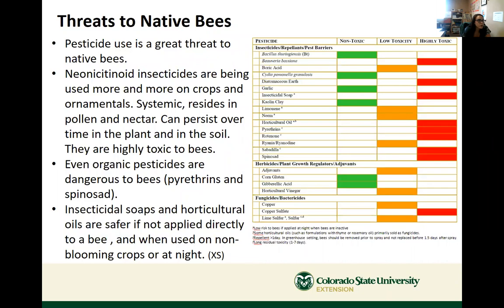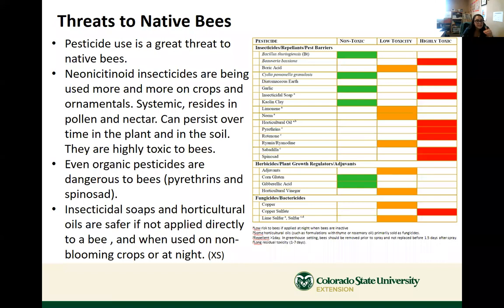And even if you are using a pesticide that's certified organic, there are certified organic pesticides that are very toxic to bees, such as pyrethrins and spinosad. You can see on this chart here, it shows you some different pesticides and insecticides and where they rank as far as how toxic they are to bees. Spinosad, you can see here, is an organic pesticide, and it's highly toxic. So just because it's organic doesn't mean it's safe.